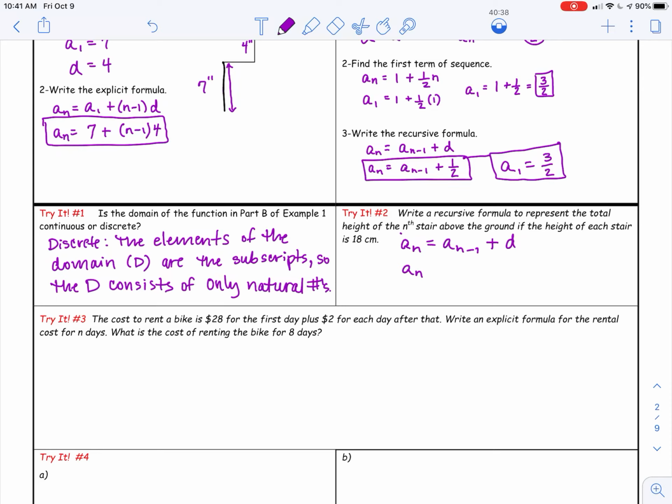And we're only writing this for the nth stair. That's what it said right in the problem. So we're not given a specific stair. We're just going to write what the formula is for the nth stair.